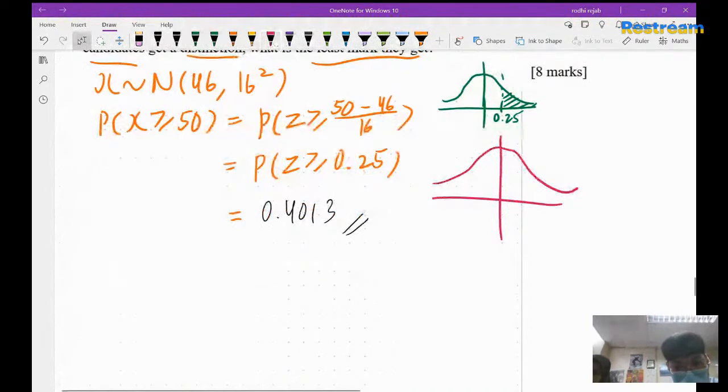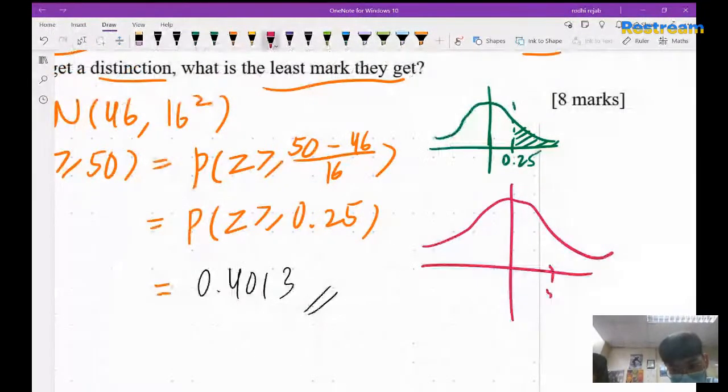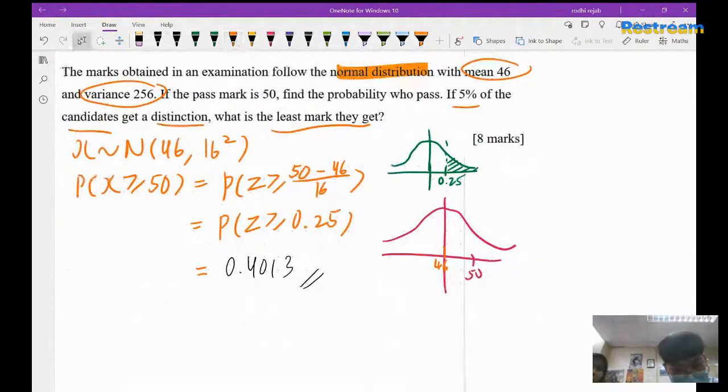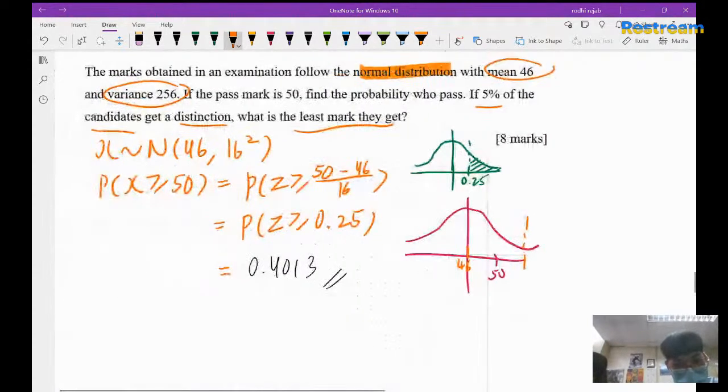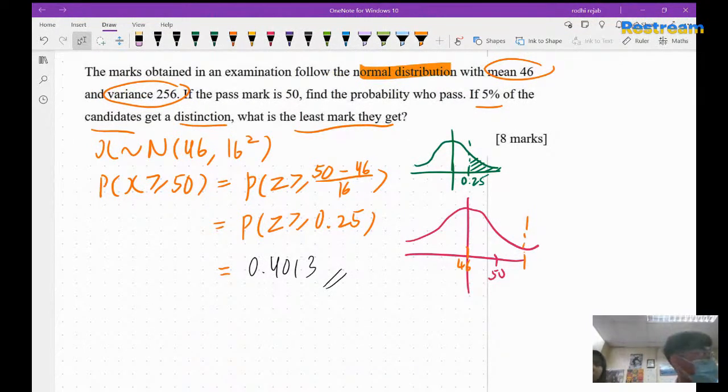If your passing mark is 50, like we said, and the mean mark of all the students, the middle mark here, is 46, then to get a better score than both the mean and the passing mark, of course, is to the right. You can think of it this way first. Then they tell you that only 5% of the candidates get a distinction. So that 5% is a probability, and you can write it as 0.05. The area here is 0.05, and the mark that you want to find, I can write down as k.